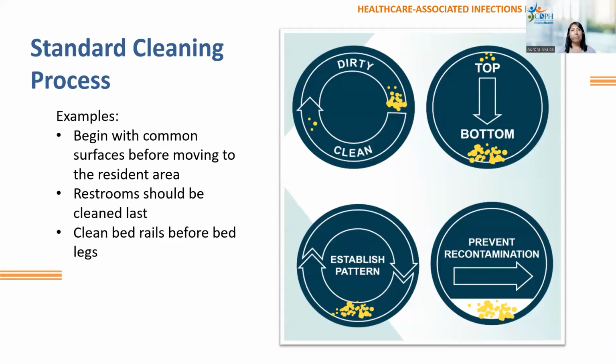So these are examples of a standard cleaning process. We should always move from clean areas to dirty areas. For example, begin with the common surfaces before moving to the resident area. And restrooms should always be cleaned last. It is also best to work around the room in the same direction every time. Clean from high to low surfaces, top to bottom. For example, you can clean the bed rails before cleaning the bed legs, or high-touch surfaces before the floors. Establish a pattern and follow a standard cleaning process to ensure consistency in cleaning and to prevent cross-contamination.